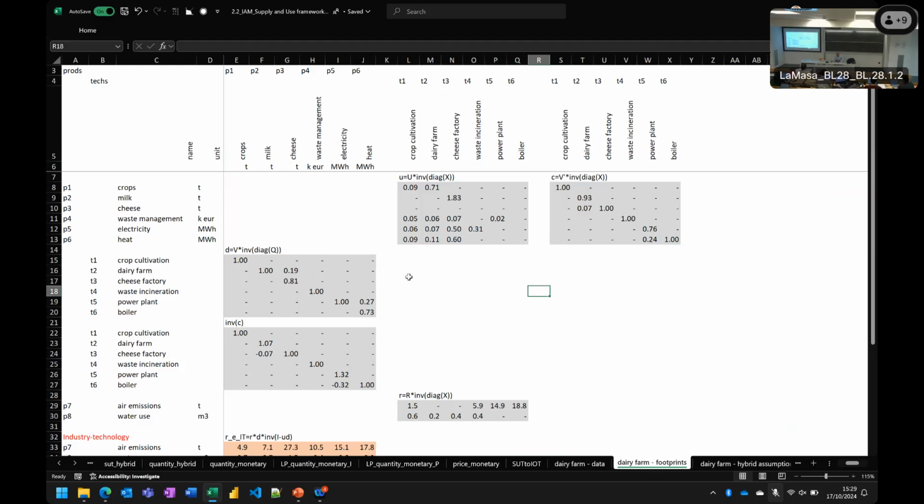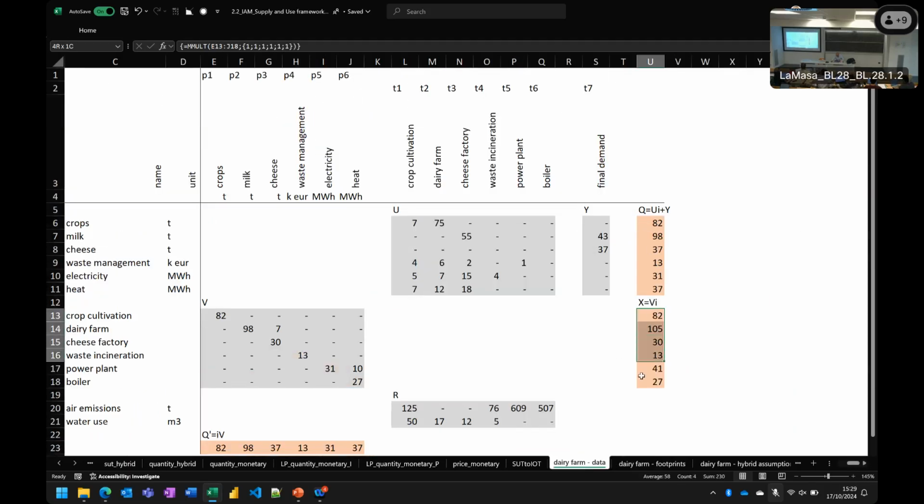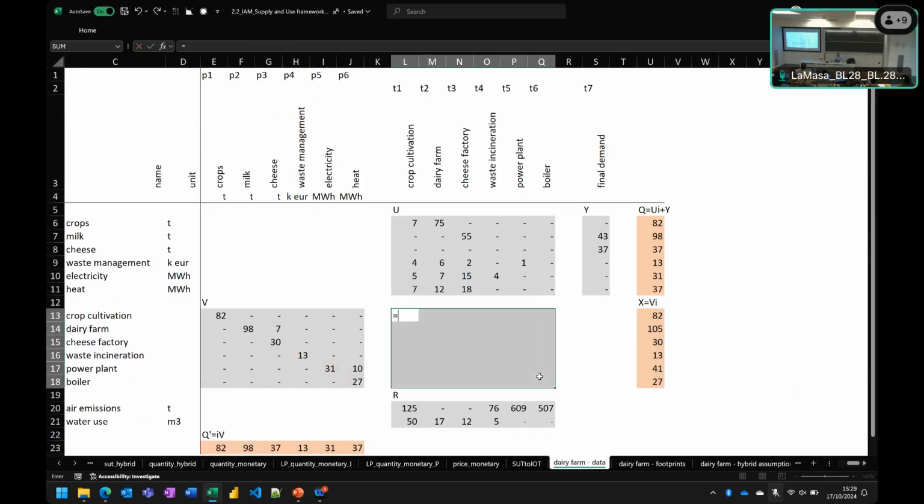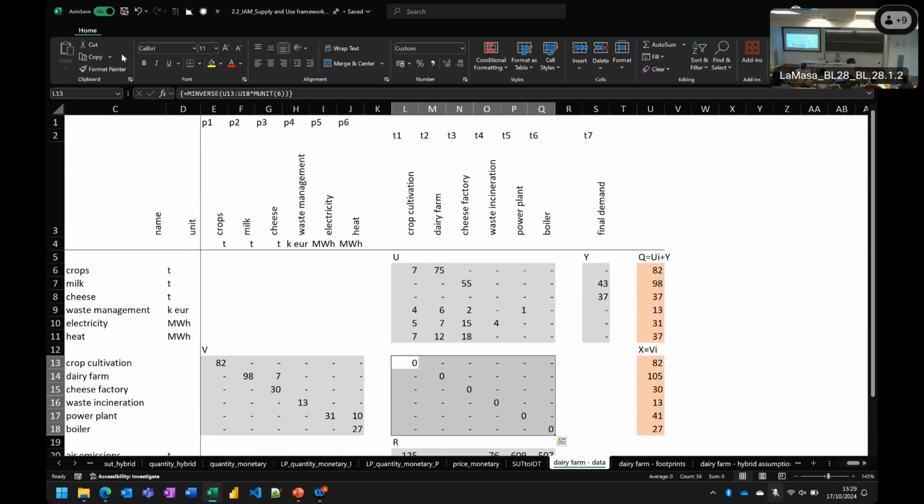Inverse of the diagonal of x. Let's calculate it. Where's x? X is here, right? So it's a 6 by 6. Inverse of this times m unit 6. Yeah, it's non-zero, because if you are adding the numbers here, it's 1 over the number. You see, it's 1 over 82, 1 over 80, 105, 1 over.